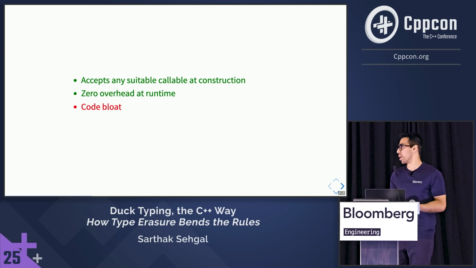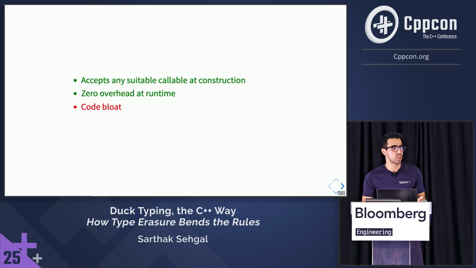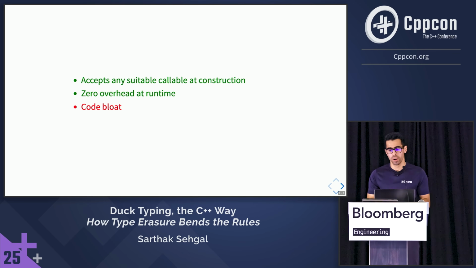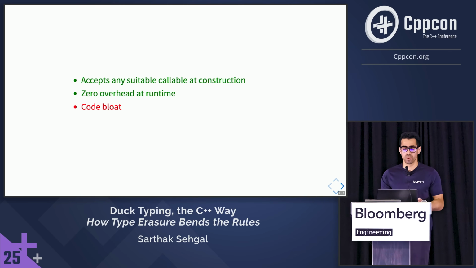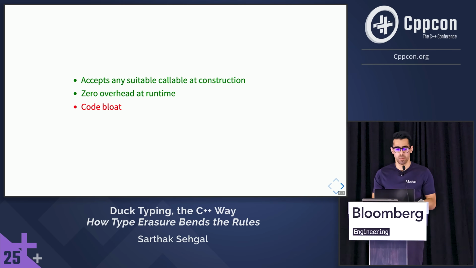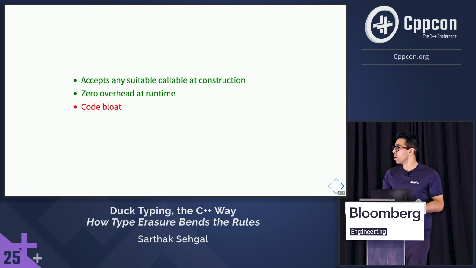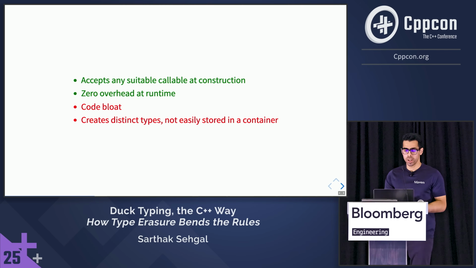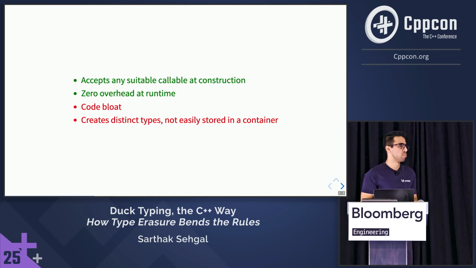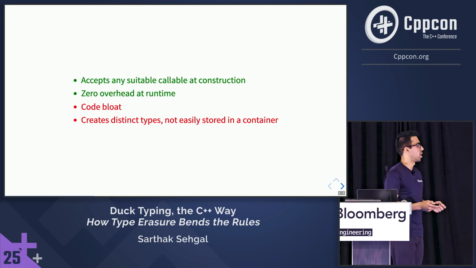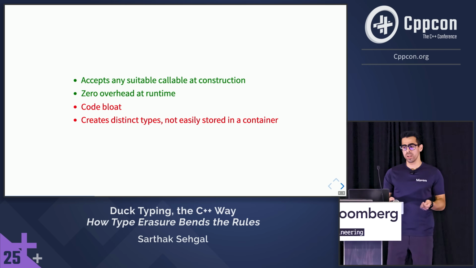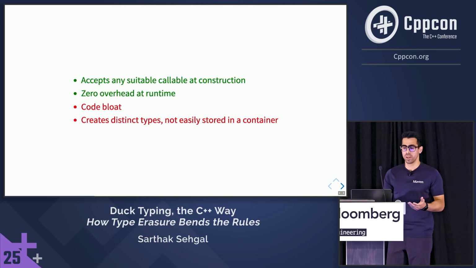Number one, with templates comes code bloat. As I mentioned, it's going to instantiate different templates for different types, for different function types. So there's going to be code bloat. But more importantly, it creates distinct types that are, for example, not easily stored inside a container. What we want is to have a common concrete type, not distinct types.